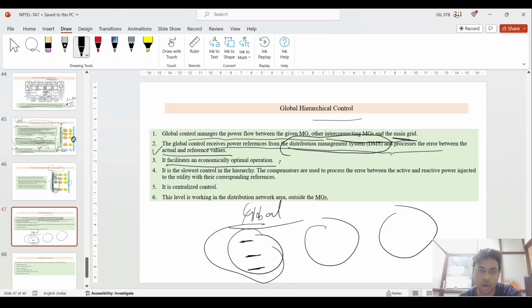It facilitates the economically optimal operation, and it takes the slowest control in the hierarchy, because it takes a lot of time for the computation, because it is the upper level of the hierarchy. And also error should be less at the upper level.